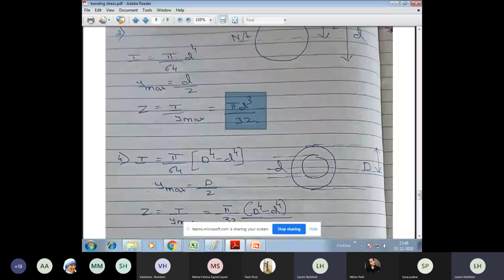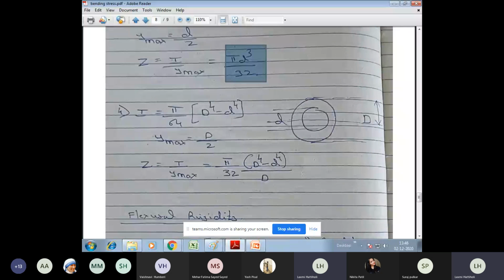Now the last one is the hollow circular section. Now you have learned the rectangular section, hollow rectangle, circle. Now the last one is the hollow circular section. I have shown you the diagram of the hollow circular section here. Okay. The outer diameter is capital D. Inside diameter is small d. So in between, you don't have any material. It is completely hollow.